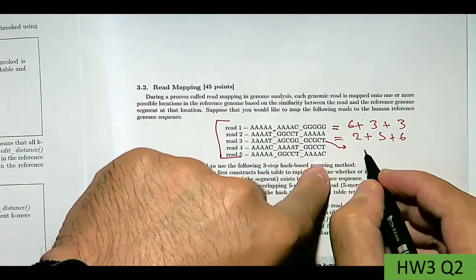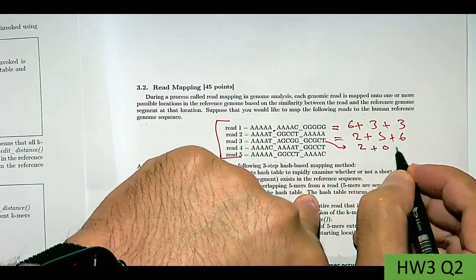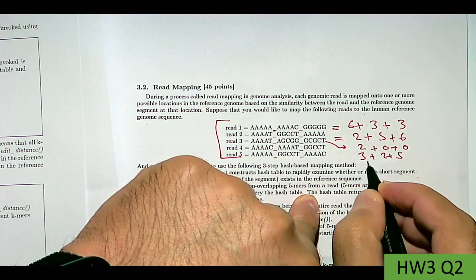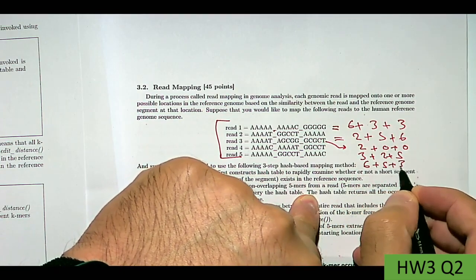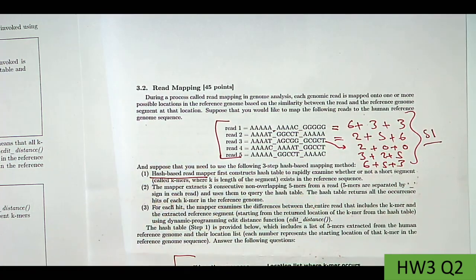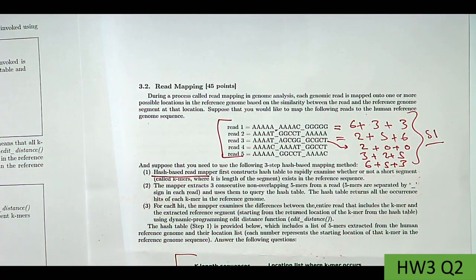You just need to count how many times you get the location basically for this. So let's have it here, 2 plus 0 plus 0, and then 3 plus 2 plus 5, and then 6 plus 5 plus 3, and that will give you 51 locations that need to be examined for edit distance.